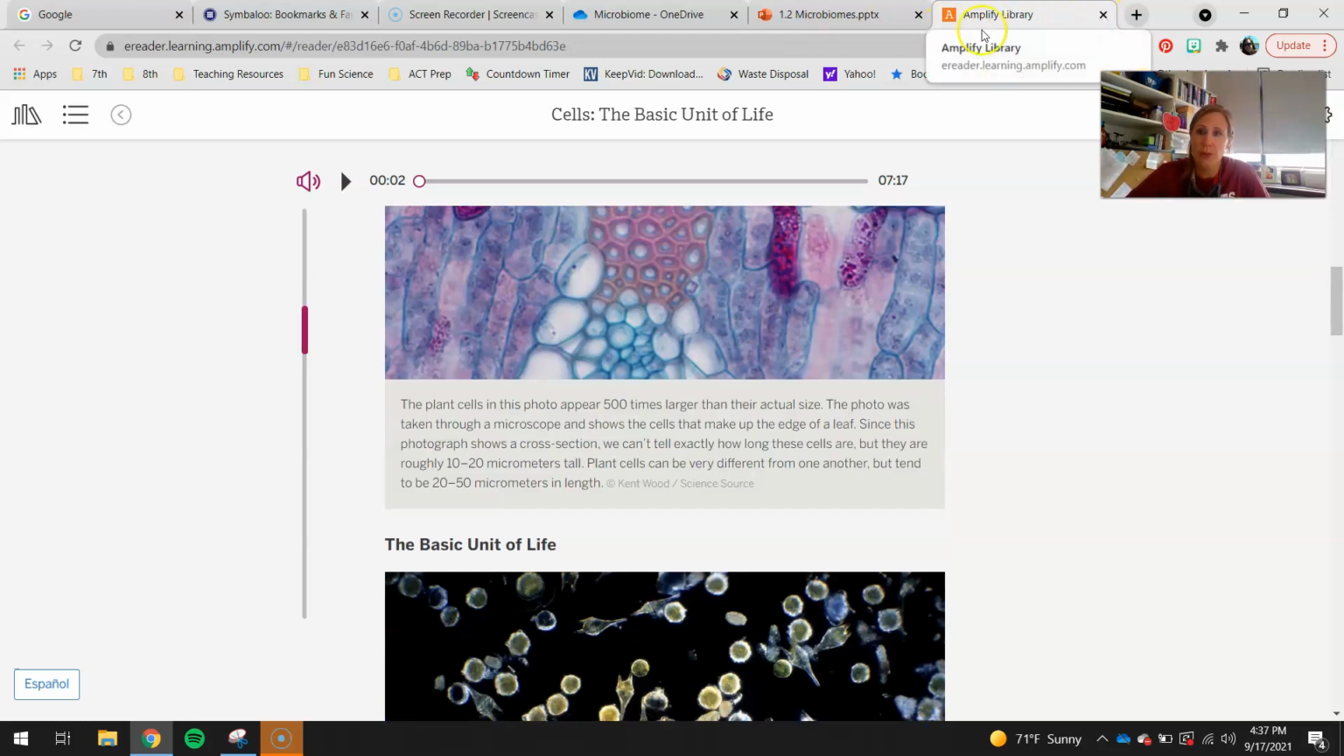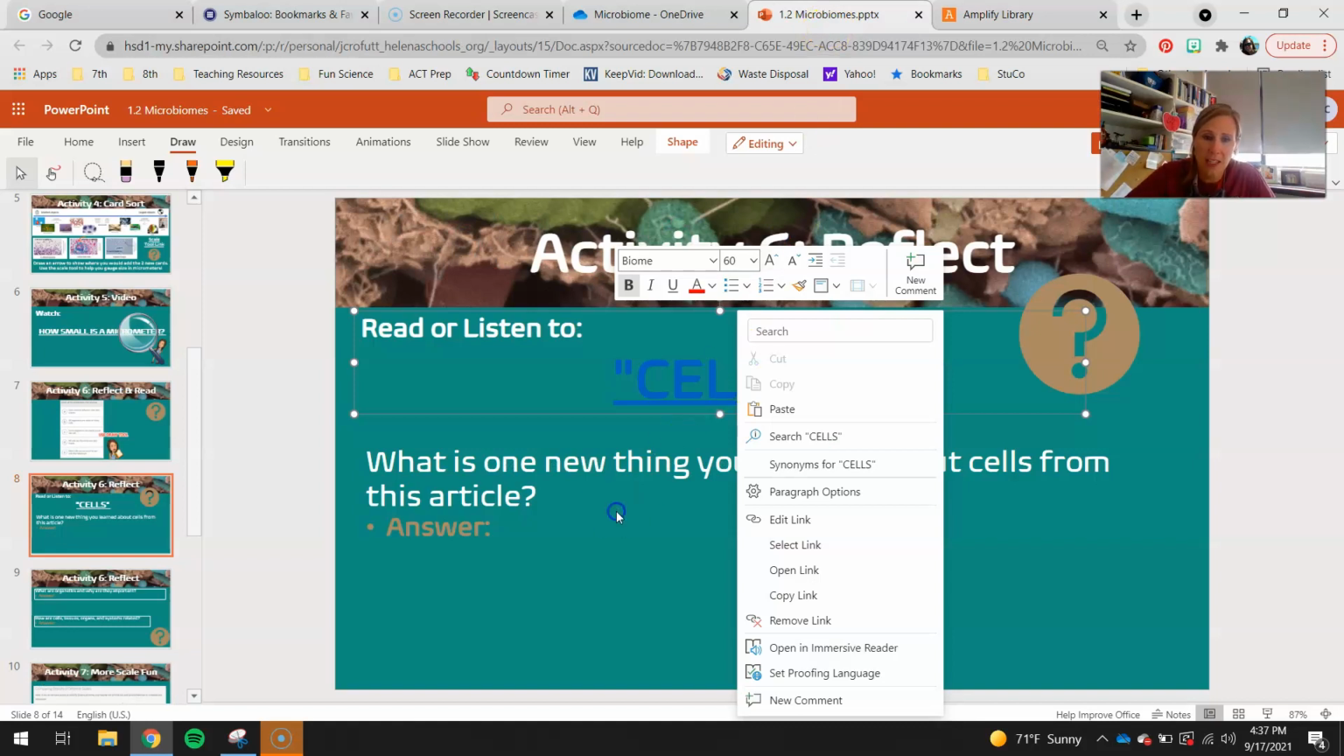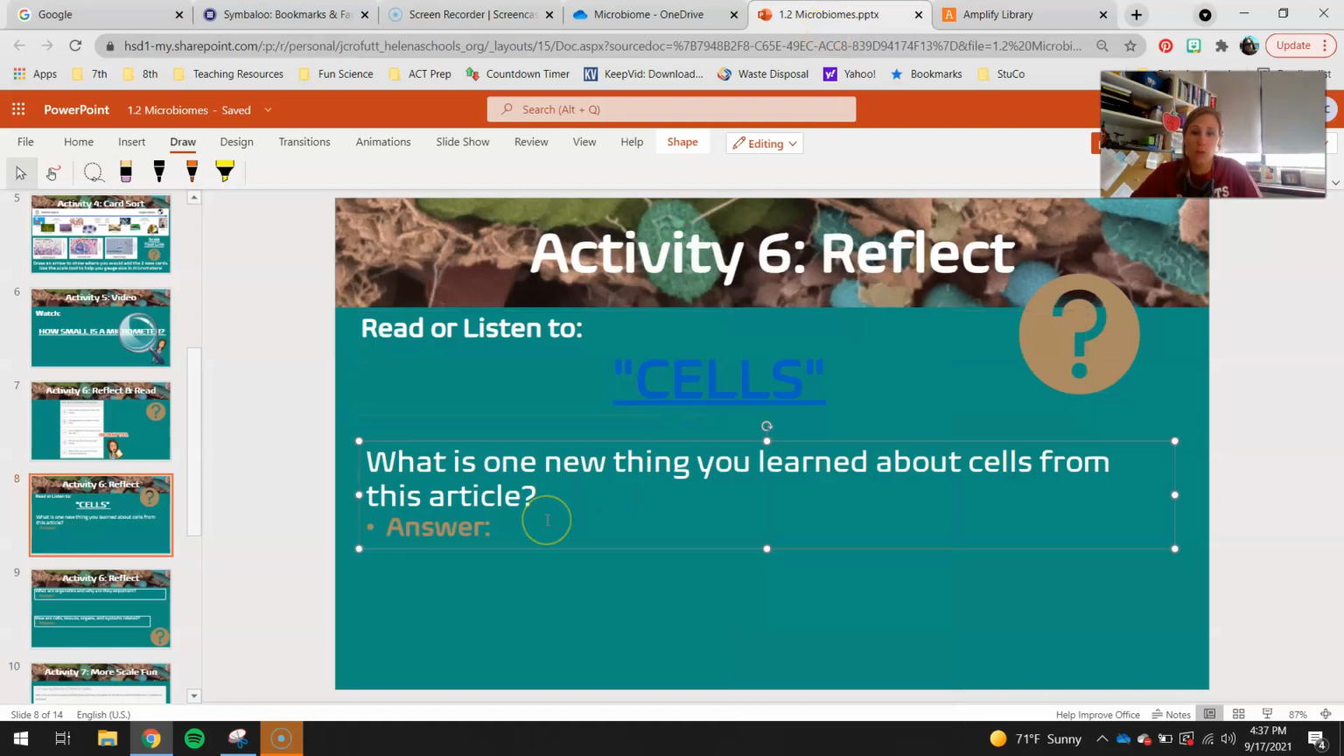Read through that article, and then you guys are going to answer this question. What is one new thing you learned about cells from this article? Again, nothing is not a response. If you didn't learn something, then you need to go back and read it again, because there's something in there that I know you don't know.